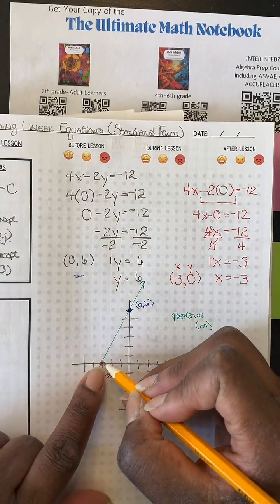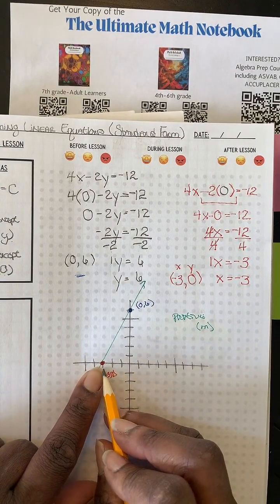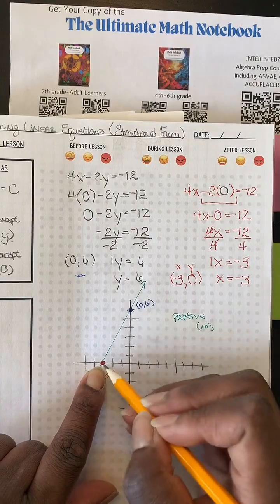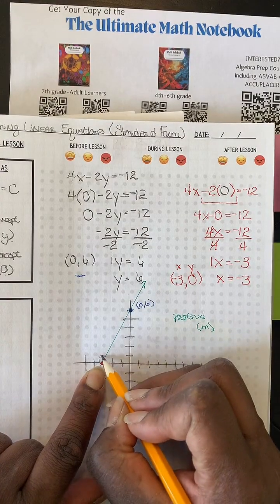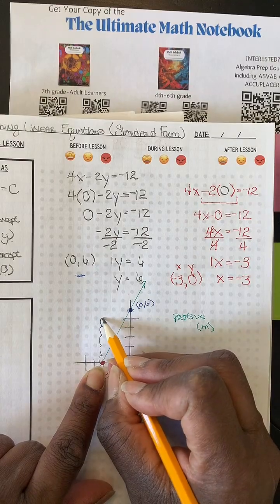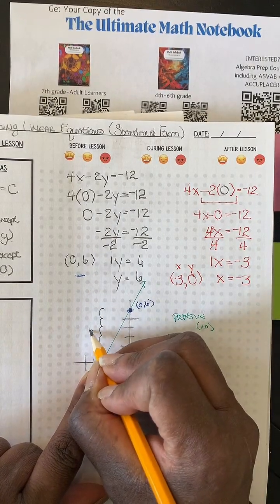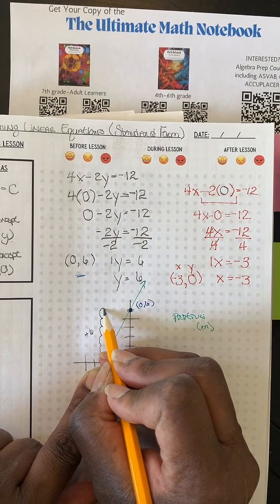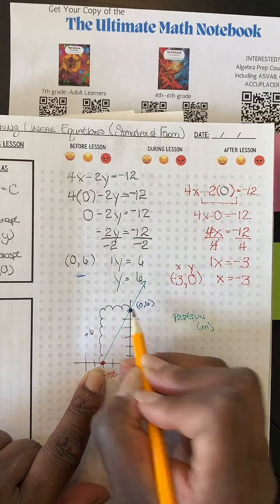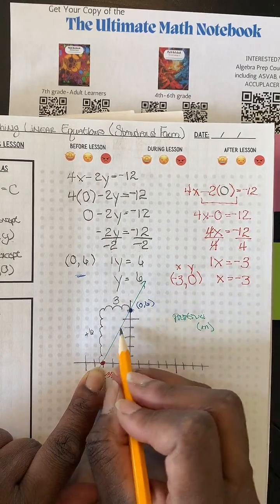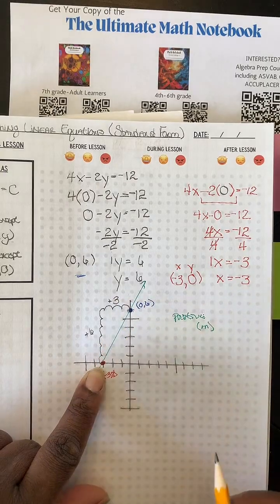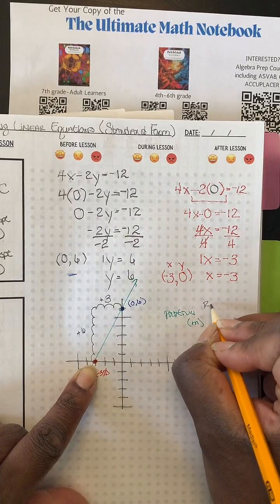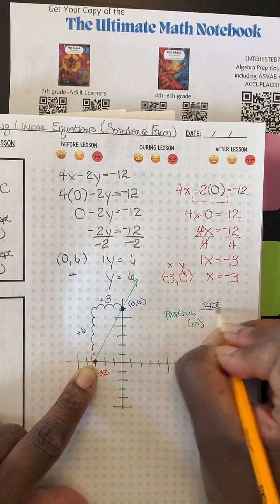So I like to say, this is my house. I always start at the lowest part. I don't know why. This is my house and I want to go to my friend's house. So I need to go up 1, 2, 3, 4, 5, 6 blocks. Since I went up, that's going to be a +6. And then from this point, I need to run over 1, 2, 3. And since I went to the right, that's a +3. So my slope is my rise over my run.